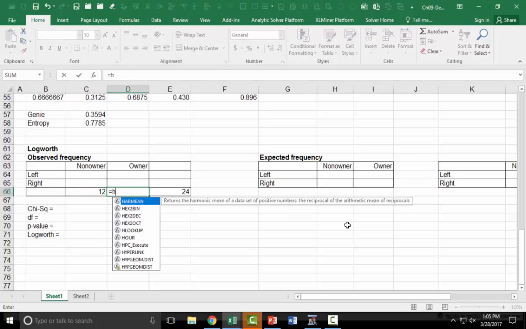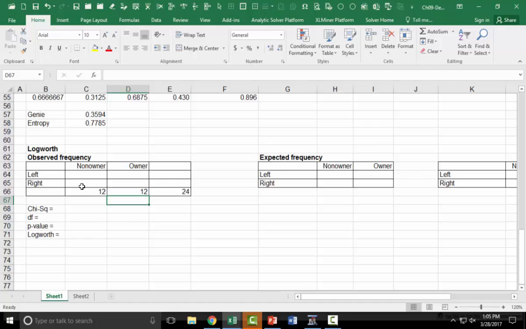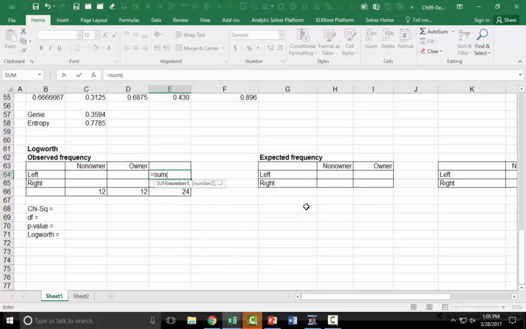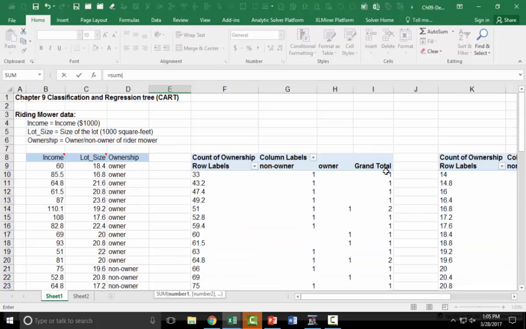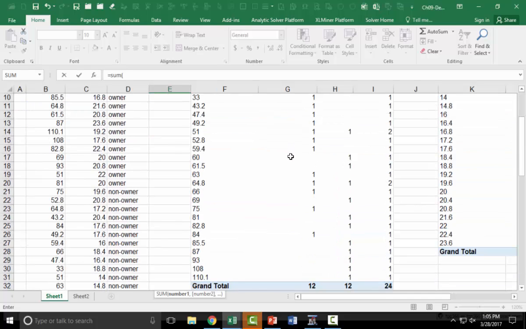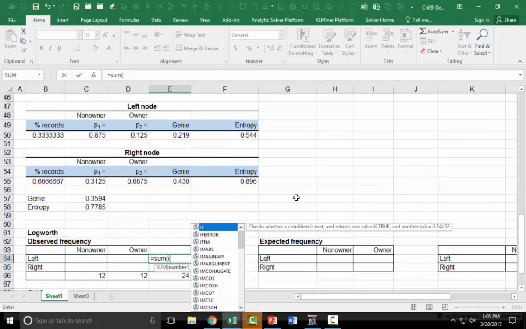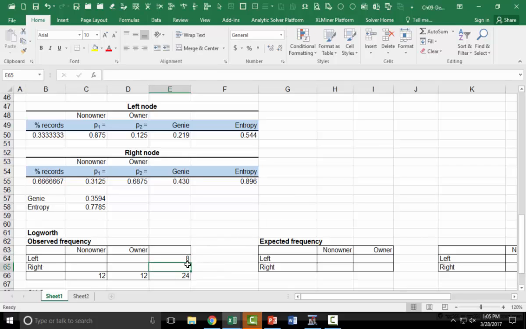and this is H32. Okay, now left side, how many observations are there in the left side? Okay, again we know that this is I10 through I16, so that will be sum of I10 through I16. Alright, so this will be 24 minus that. Okay. Now we have to figure out one of these cells, then we can populate the rest of them. So how many owners are on the left side?